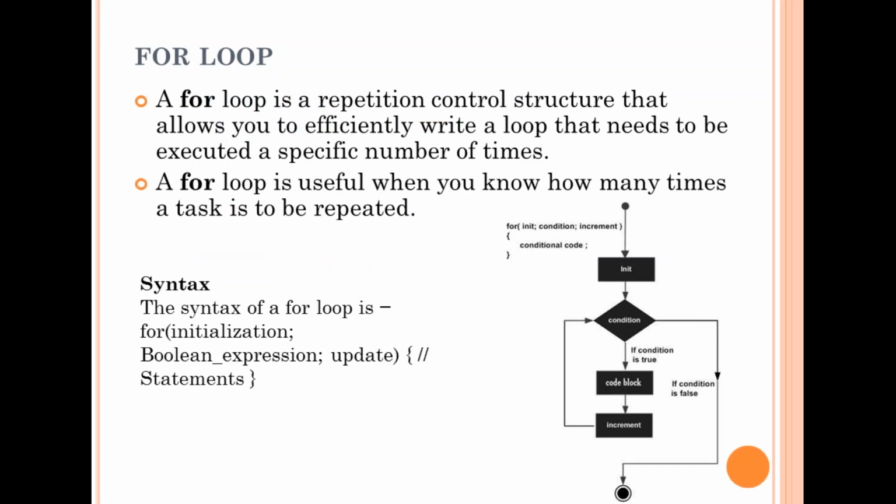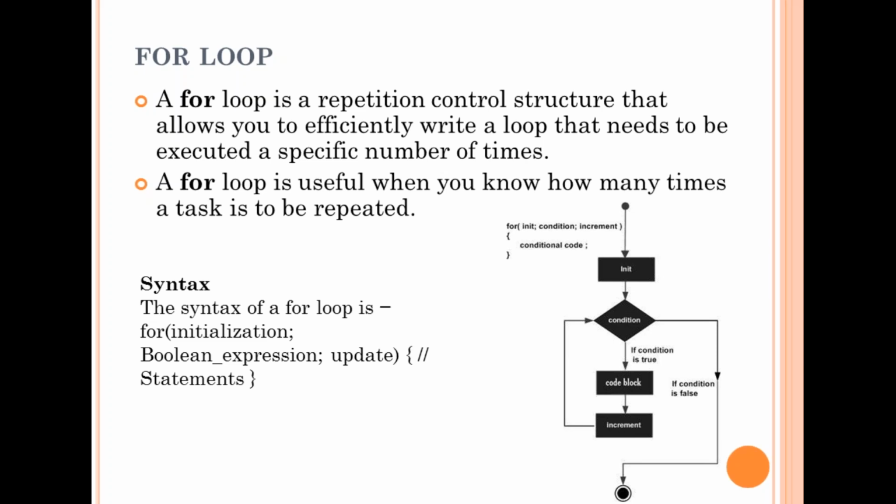And the second type of loop is the for loop. A for loop is a repetition control structure that allows you to efficiently write a loop that needs to be executed a specific number of times. A for loop is useful when you know how many times a task is to be repeated. Syntax is for, initialization, Boolean expression, update, and statements.